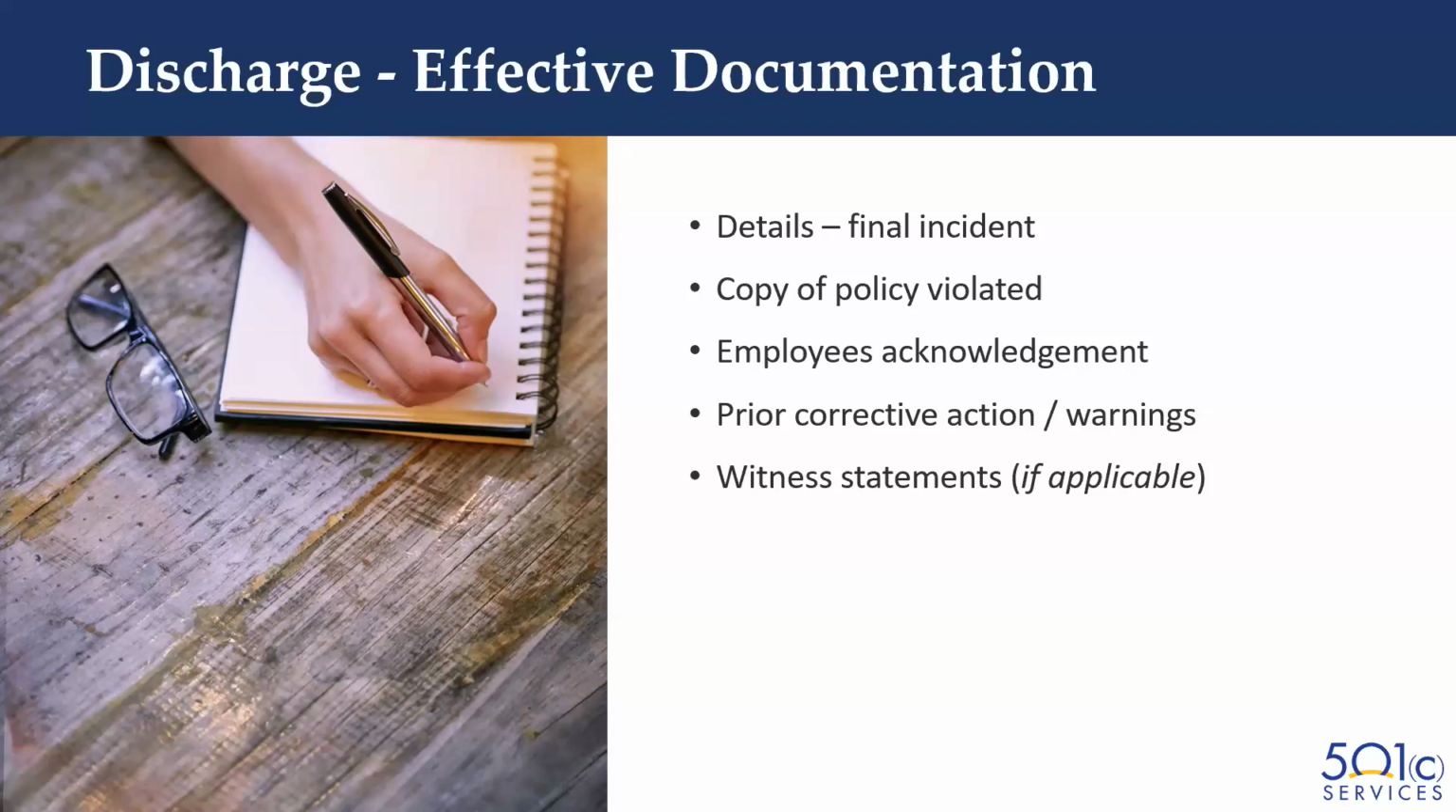Then you want to zoom in on what was the policy that was violated. If it was something like just a progressive discipline policy, then that in and of itself may be the policy that was violated, that they just had too many warnings. But you want to try to find a specific policy if you can that was violated. Attendance, insubordination, dress, safety policies, whatever. So zoom in on that policy that was violated on the final incident, and you'll want to provide that policy.